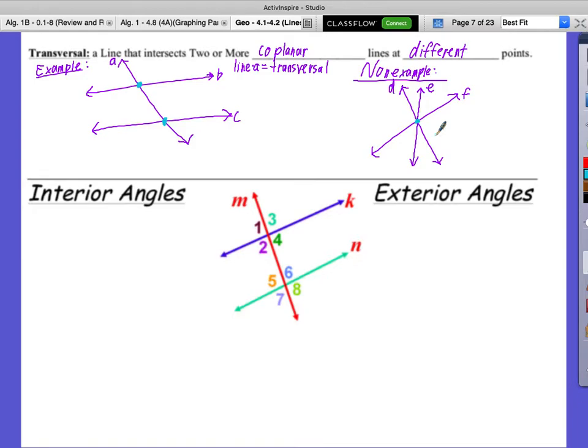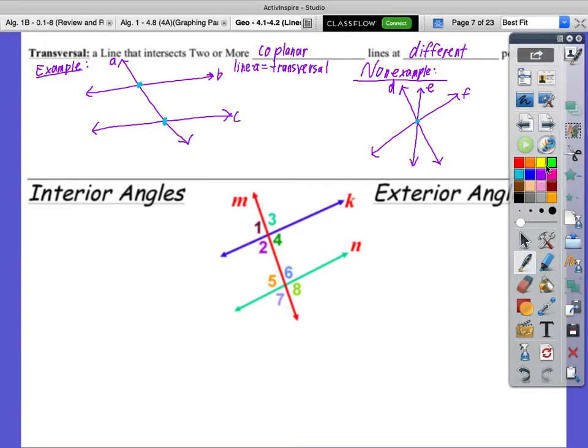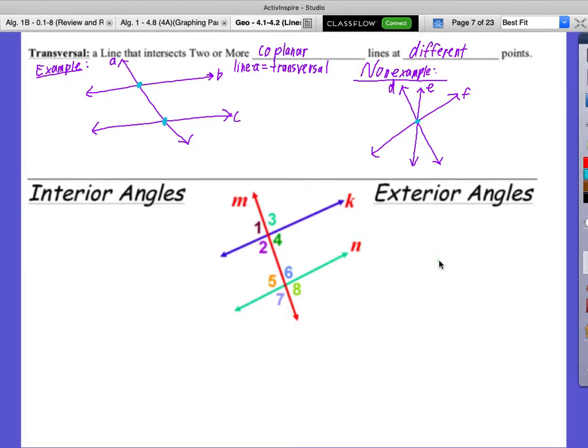So that's the biggest reason why this is a non-example: it intersects only at one point. Whereas here, line A is a transversal, but B and C are not transversals. They're other lines. Now we're going to talk about this idea of interior and exterior angles. Interior means inside or outside? Inside. Exterior means what then? Outside.